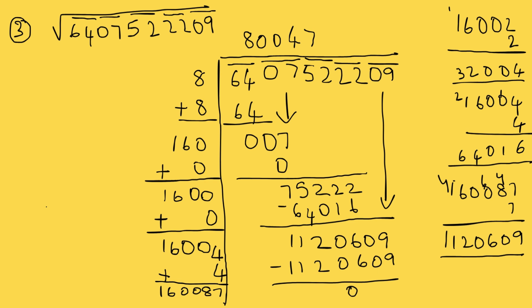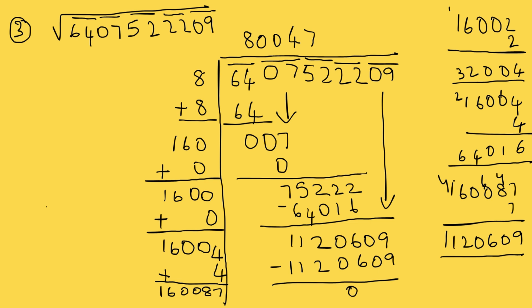Now you have to put a number next to 1600, which will give you a number close to 75,222. So 16,004 multiplied by 4 will give you 64,016. So that makes it 16,004 in the divisor, and we'll put a 4 in the quotient. Now 16,004 has to be multiplied by 4, which will give you 64,016. So that will be subtracted from 75,222. So that will give you 11,206. Now 16,004 will be added to 4, which will give you 16,008.